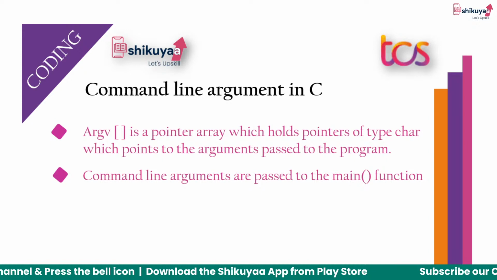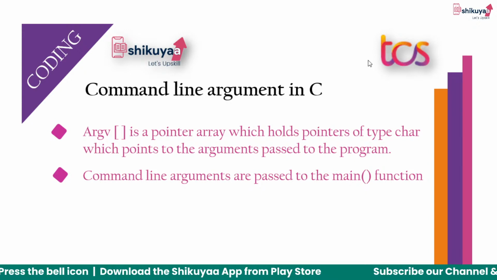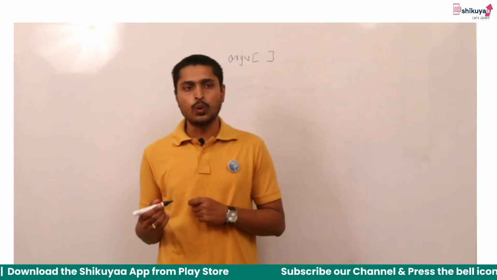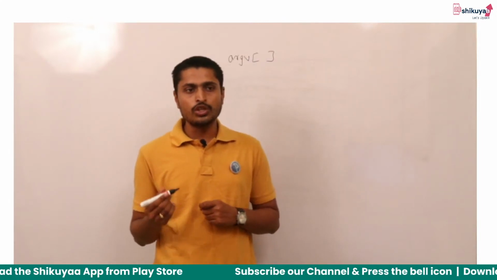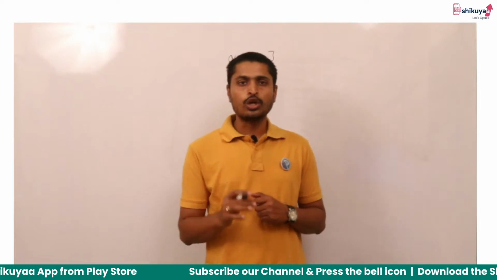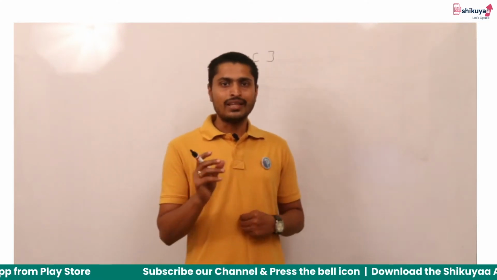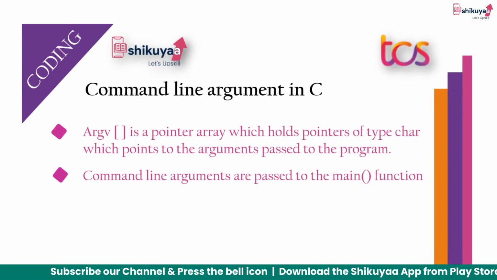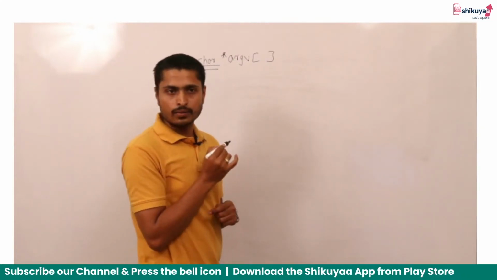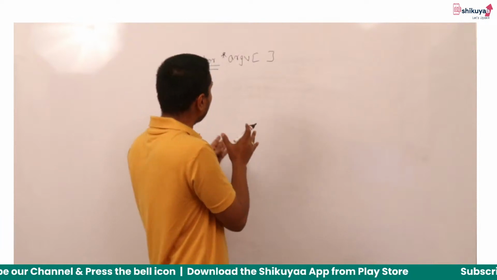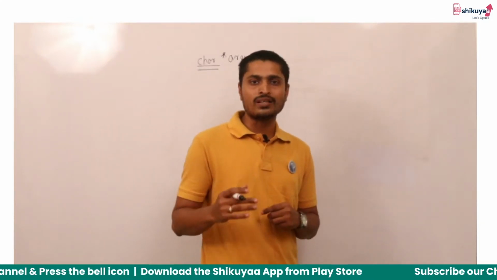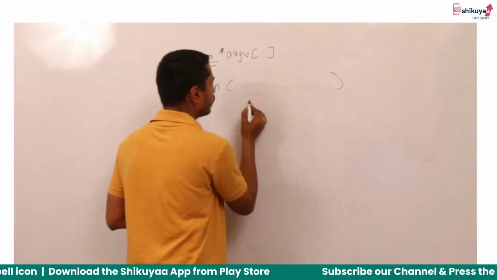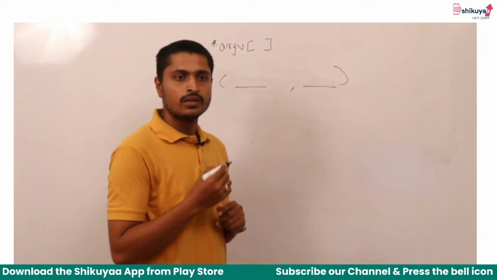So which are the command line arguments we have to use? That is argument V, ARGV. This is one kind of pointer. V is a pointer which holds pointers of type character which point to the arguments passed to the program. So whatever value you give on the command line, that value will go in this pointer. This pointer is of type character. Clear? And there is some syntax where we have to declare this, that means we have to pass the values inside the function. In the main function we are going to provide these command line argument values.